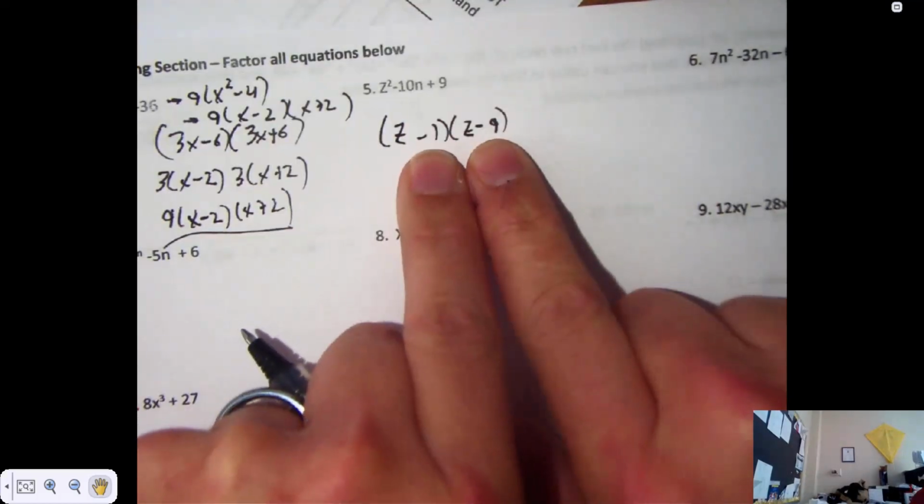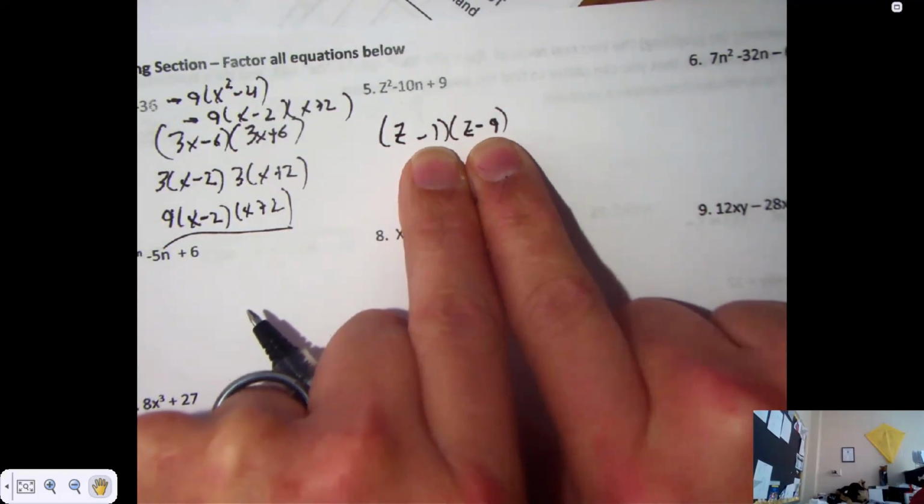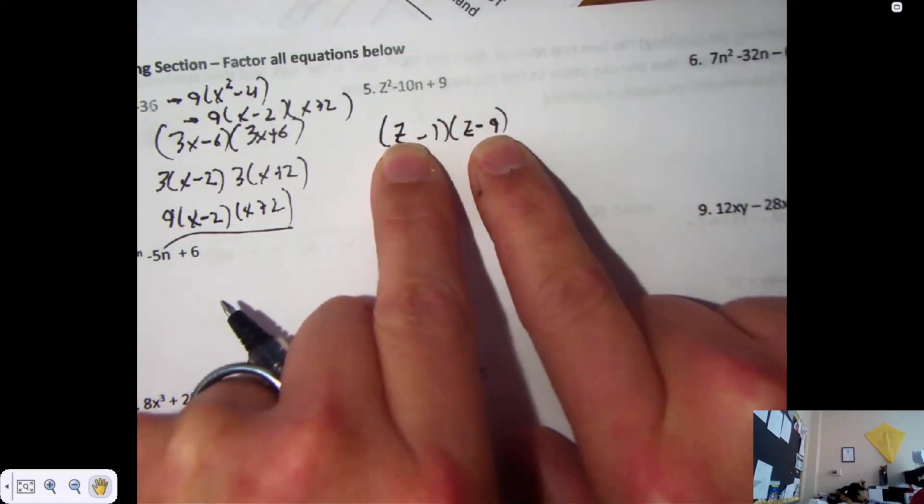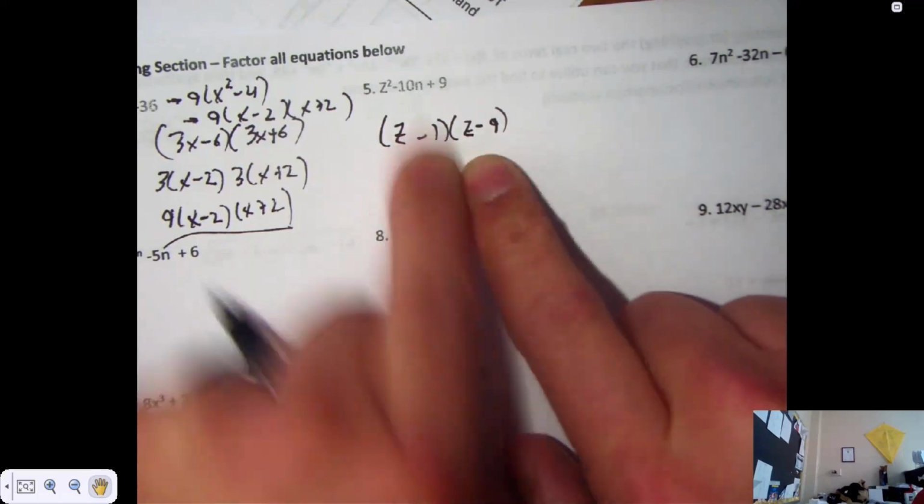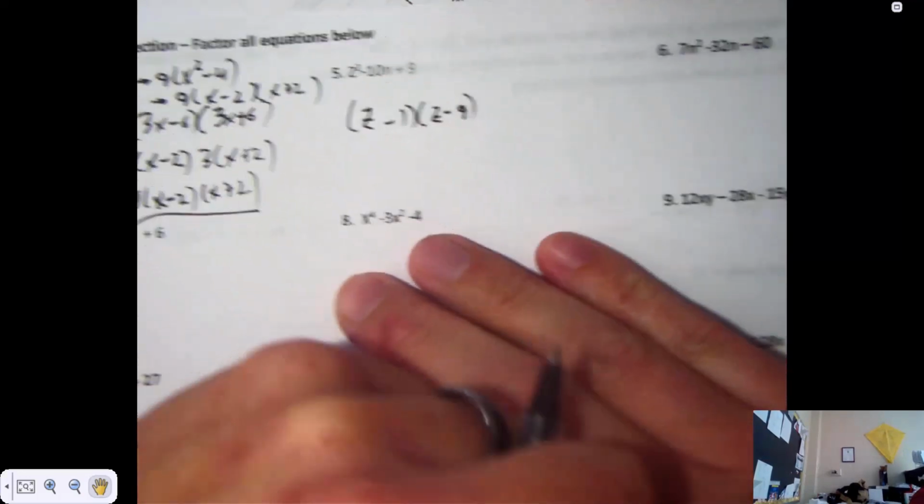Because the outside, or the last, makes negative 1 times negative 9, positive 9. Negative 9 on the outside, negative 1 on the inside, that's negative 10. That's simple factoring. 6 looks a little harder, but it's really not.